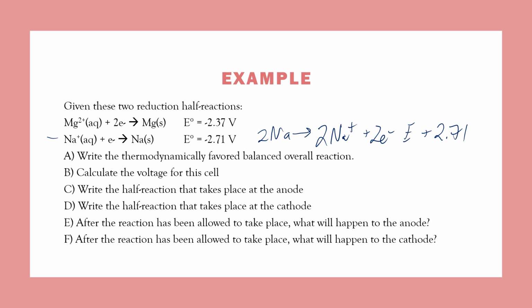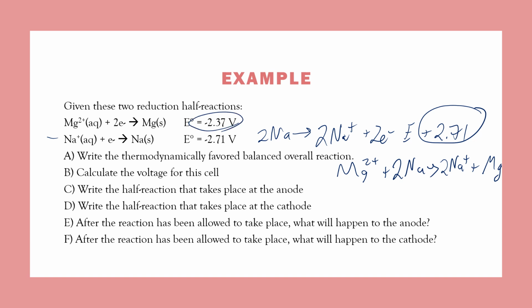So our overall reaction, you will have the magnesium 2 plus ions, the 2 solid sodiums, the 2 sodium ions, and the magnesium solid. If we were to calculate the voltage for the cell, you want to add up the positive 2.71 with the negative 2.37, and you get 0.34. It is a positive value, and it's in volts. So that's how you can check to make sure that it is correct, to make sure it's positive.